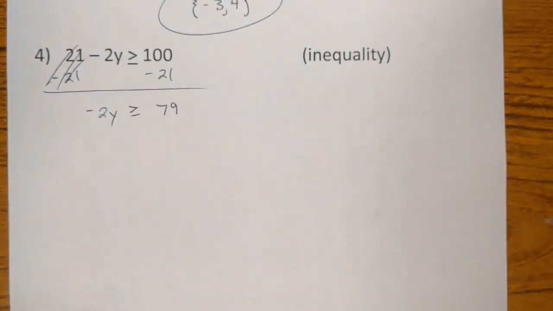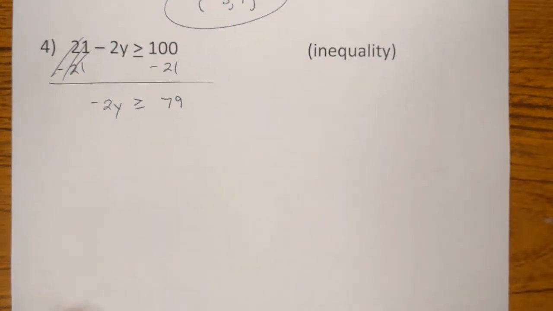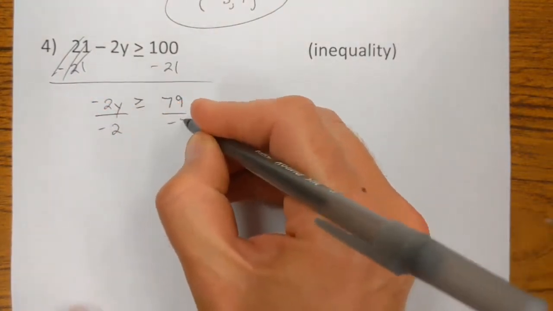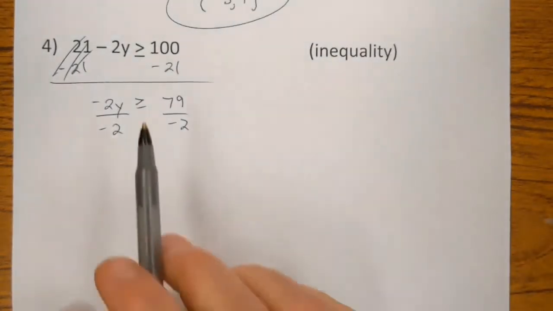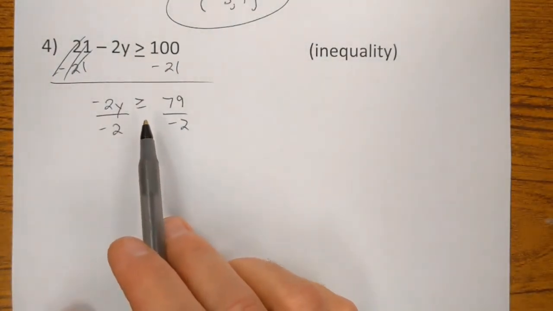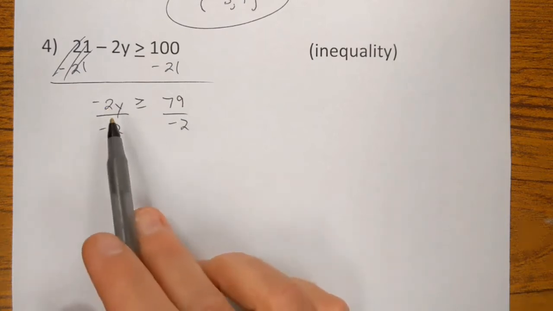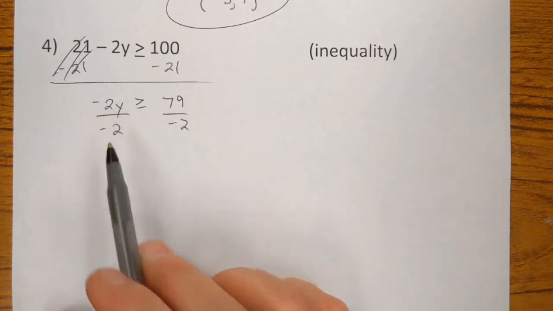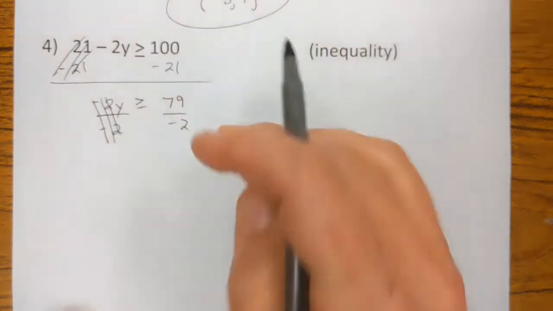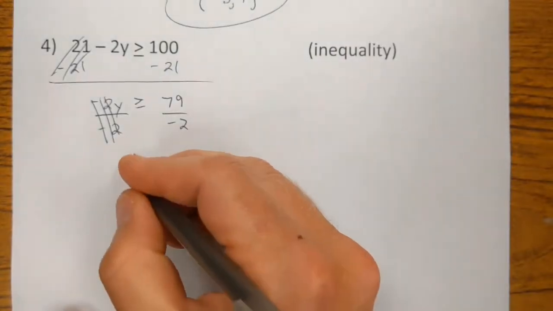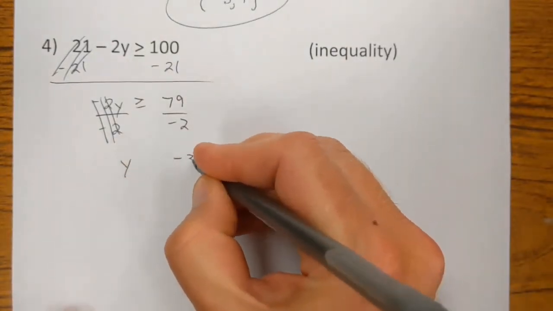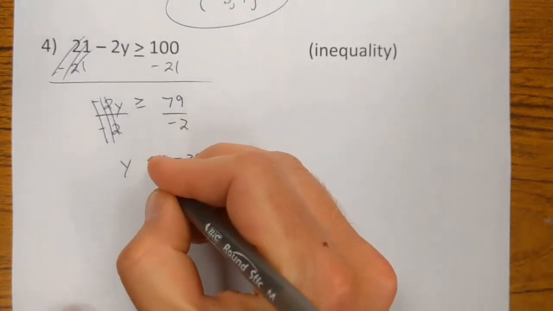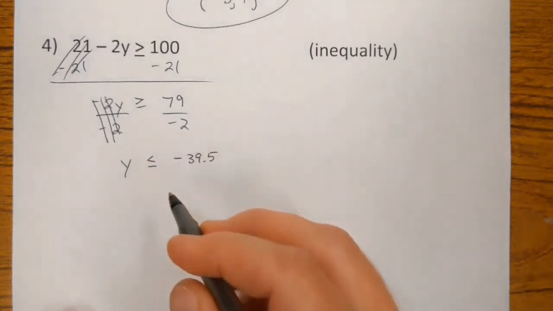So inequalities can be solved just the same as equations, with one exception. There's one rule you have to follow with inequalities. Anytime you ever have to divide both sides of an inequality by a negative coefficient, and since this is a negative 2, I have to divide by negative 2, the rule is that you have to flip the direction of the sign. This greater than sign is going to become a less than sign. Okay?